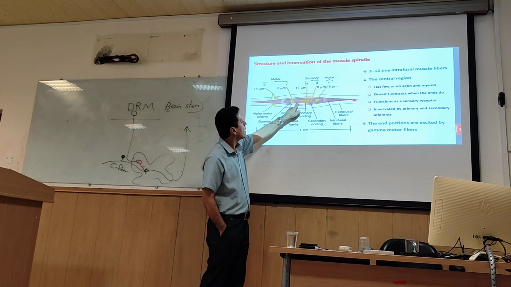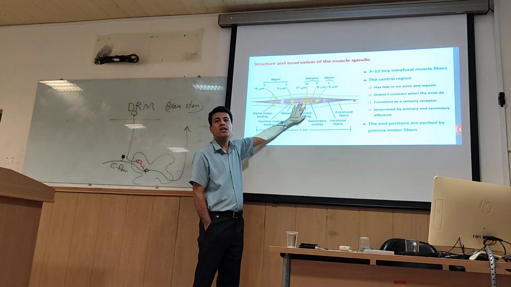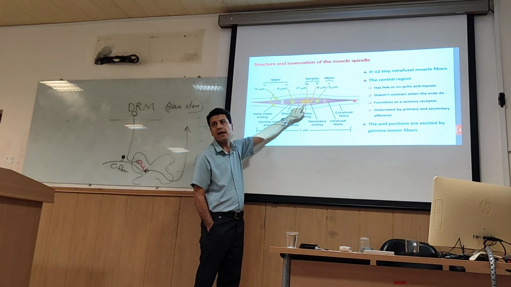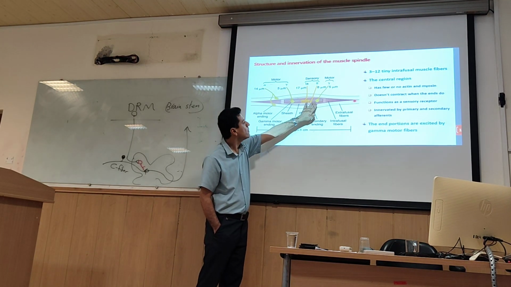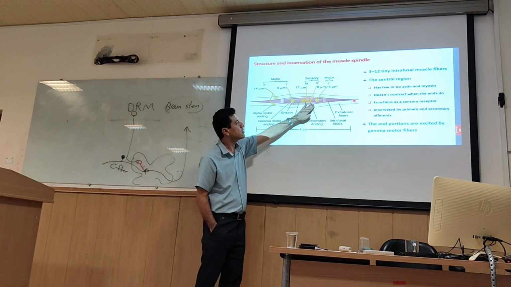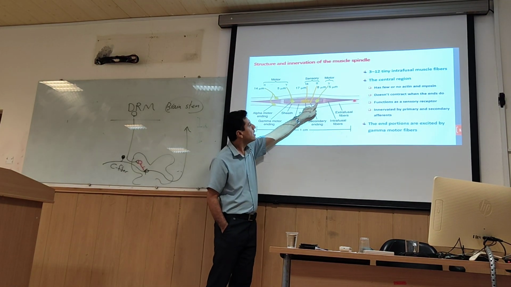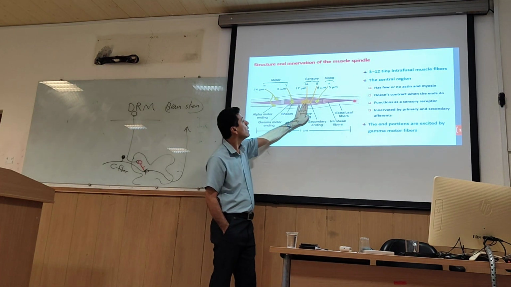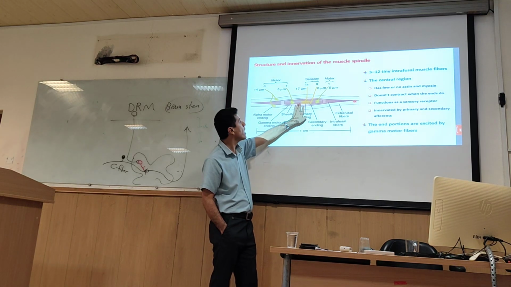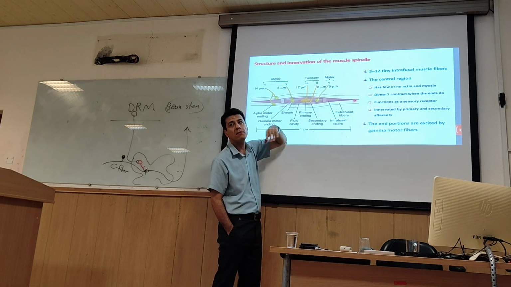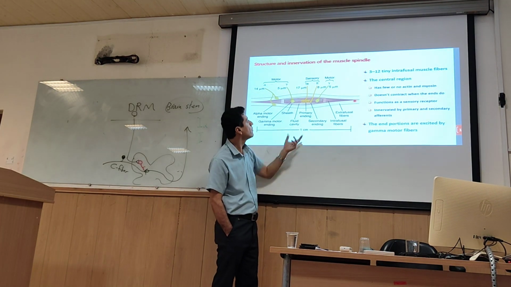So intrafusal muscle fibers don't have actin and myosin in the middle part. So the middle part doesn't have any actin or myosin, so it's not contractile. It cannot contract. But the two sides do have actin and myosin, so they can contract. So innervation of the sides is by way of motor fibers, but innervation of the central part is by way of sensory fibers, 1A and 2. All of them are myelinated. Right? 1A and 2.